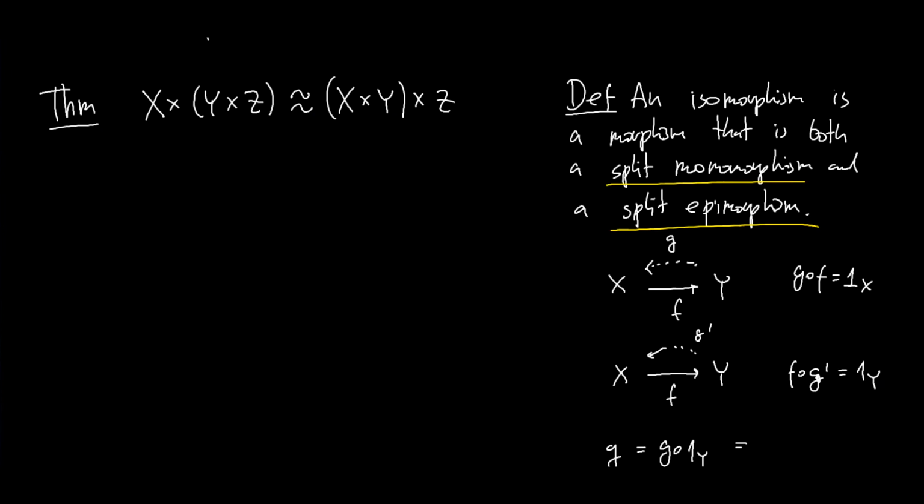In the original category, it translates to 1. So in the dual category, it's something that's split monomorphism and split epimorphism. In the original category, it will be the dual of each part, right? In other words, split epimorphism and split monomorphism. But that's just rearranging the order, so it's still an isomorphism.